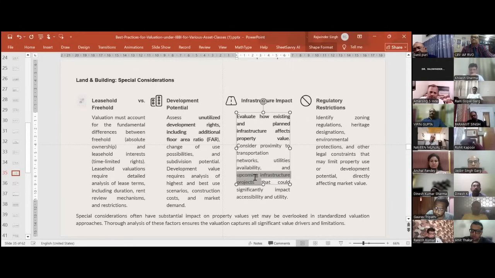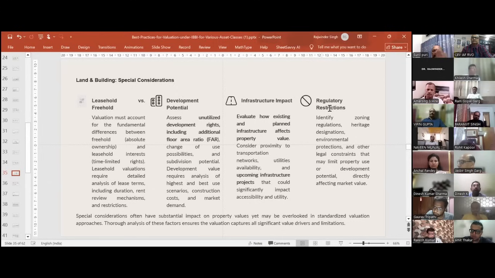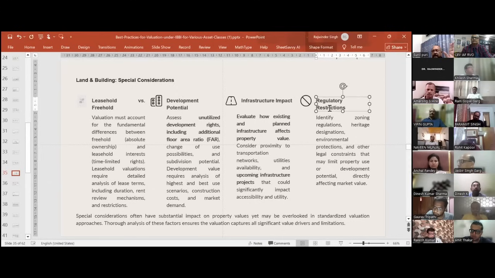And then regulatory restrictions. So though most of the valuation formats of the banks contain all these things, we generally try to fill all the columns and rows rather than considering the facts. So you have to take into consideration all the facts.